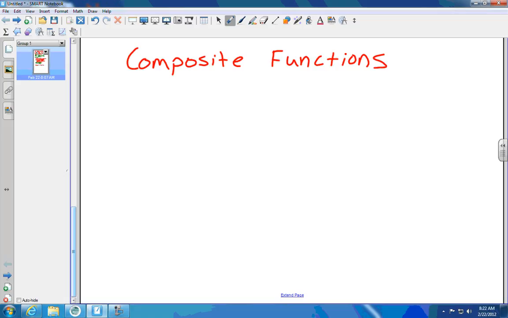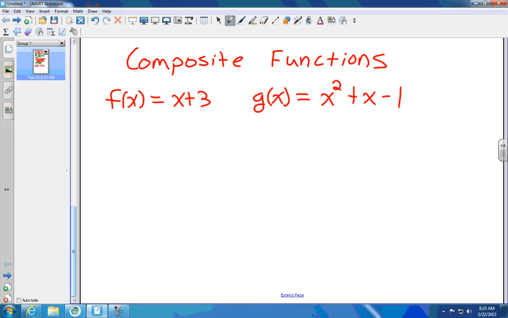So for this one, f of x equals x plus 3 and g of x equals x squared plus x minus 1. So that part's no different. If I told you to add two functions together, you could now do that, combine your like terms.